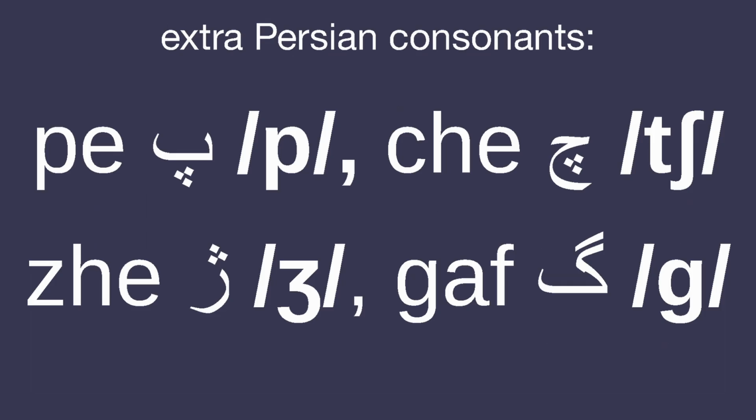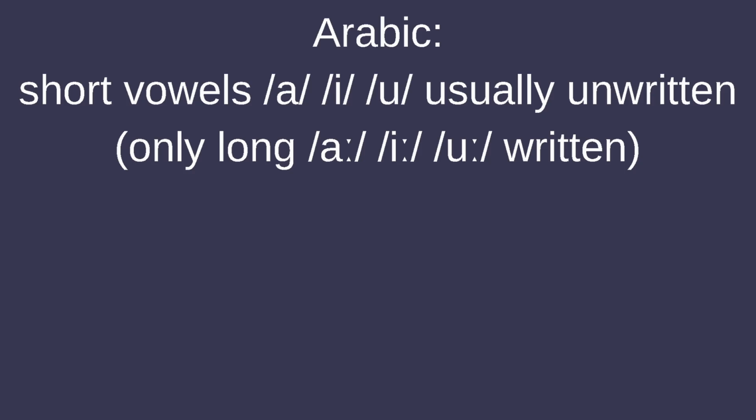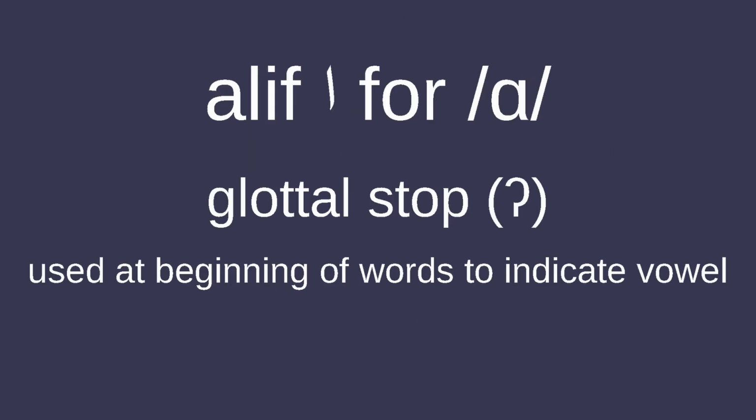Persian has letters for other English consonants, those being pe for pa, che for cha, je for ja, and ga for ga. Finally, there's ve for va, used in Kurdish, and ng for nga, used in Jawi for Malay. Vowels are trickier because, surprise surprise, Perso-Arabic doesn't typically write in short vowels, and letters for long vowels also represent consonants, and at times more than one vowel or diphthong sound. So like most adaptations of the Arabic script, it isn't fully phonemic regarding vowels. The system uses aleph for a, as well as the glottal stop, and at the beginning of words to indicate said word starts with a vowel.